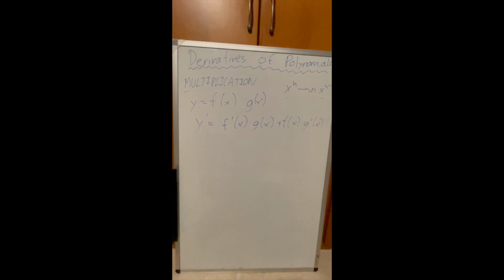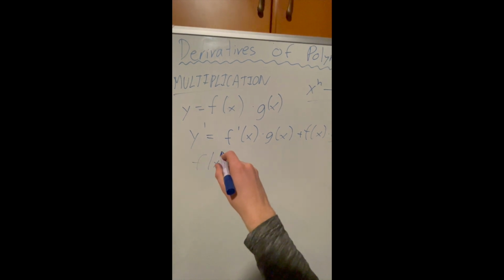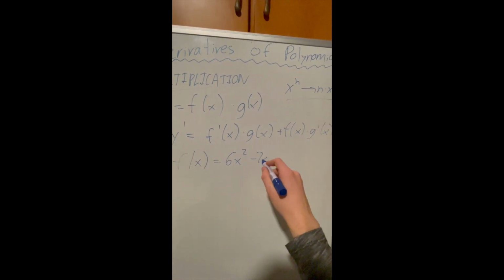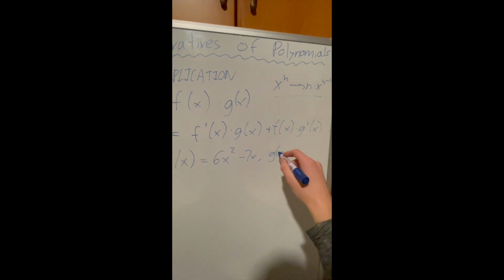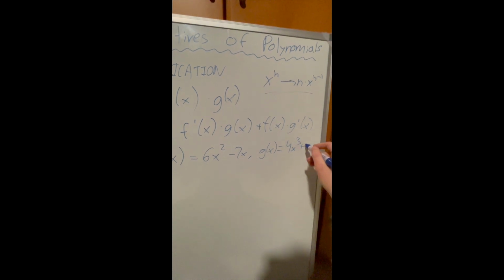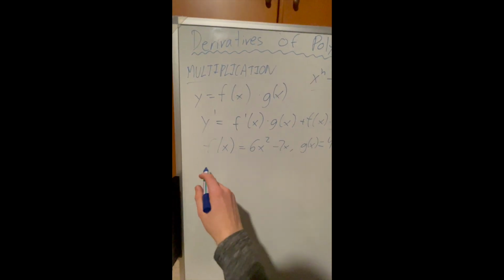So, now let's practice with a slightly more complex example. F of x is equal to 6x squared minus 2x, and our g of x is equal to 4x to the power of 3 plus 3. So, let's just do the same thing we did in our previous exercise.